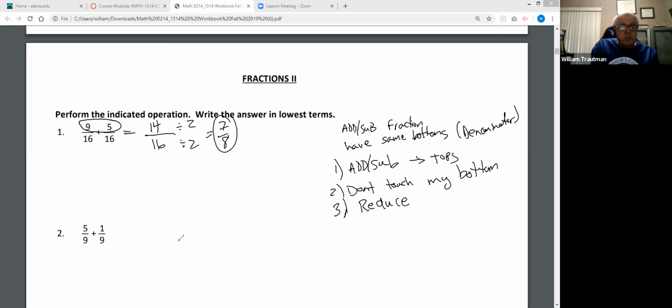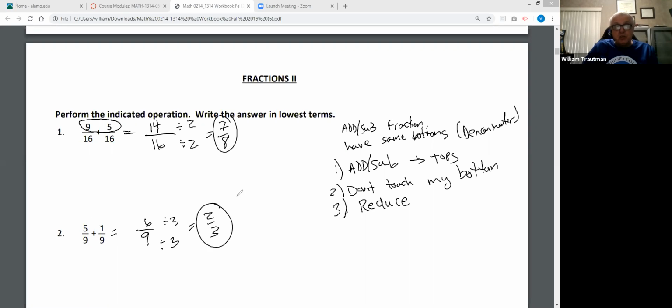All right, so we're going to try this one. Step 1, if the bottoms are the same, add or subtract the tops. 5 plus 1 is 6. Don't touch my bottom. Yes, that was meant to be funny. And then reduce. They both divide by 3, and I get 2/3.